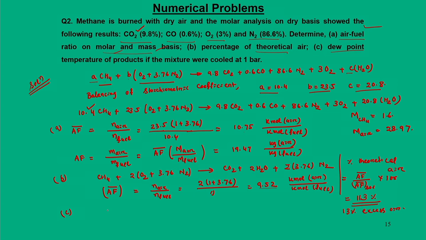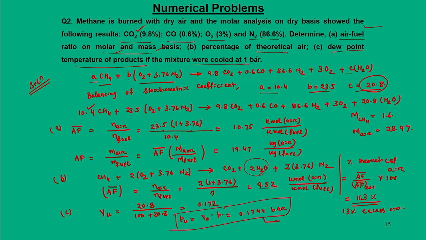Third point is to calculate the dew point temperature of the products mixture when cooled at 1 bar. So, basically in the products, water is forming dew. So, what is the mole fraction of this? We can say water is available as a component with stoichiometric coefficient 20.8. So, we can say mole fraction of water vapor is 20.8 divided by 100 plus 20.8. So, this number is 0.172. Now, partial pressure of water vapor is Yv into P, P is 1 bar. So, this number is 0.1744 bar.